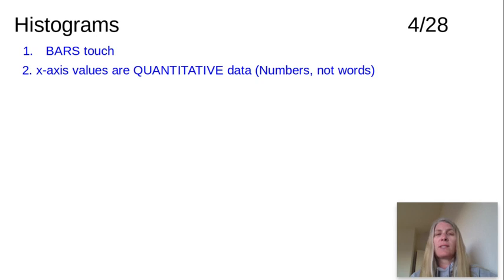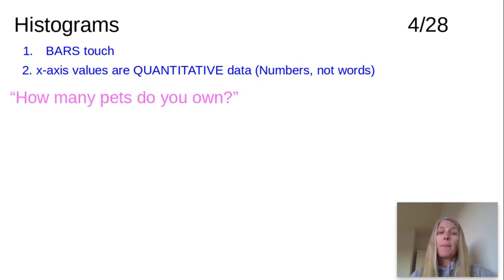For example, I could say something like, how many brothers or sisters do you have? And your answer would be a number, 0, 1, 12. However, if I asked you what was your favorite food and you said pizza, then that would not work for a histogram. You could do a bar graph, but not a histogram. So all of your answers to the question or the survey have to be numbers in order for it to be a histogram. So I'm going to go ahead and ask the question, how many pets do you own?